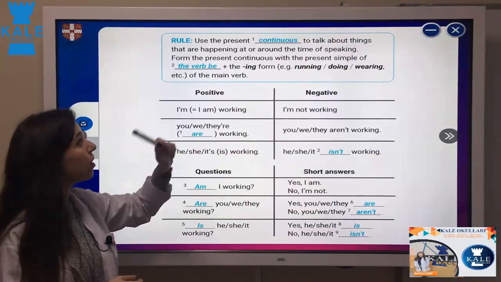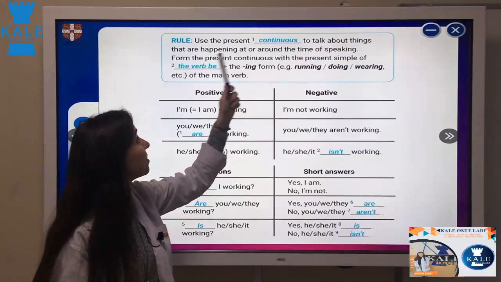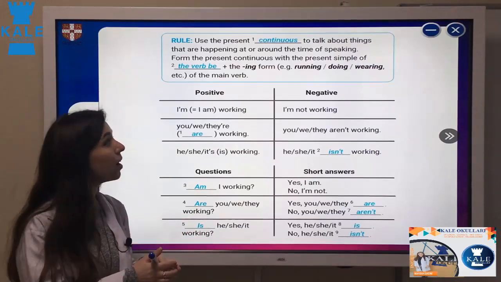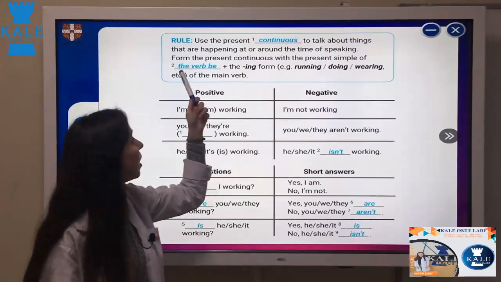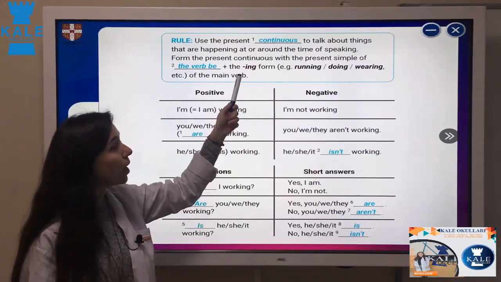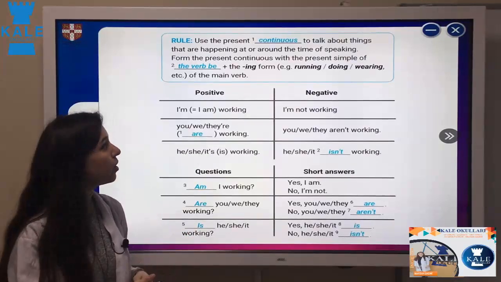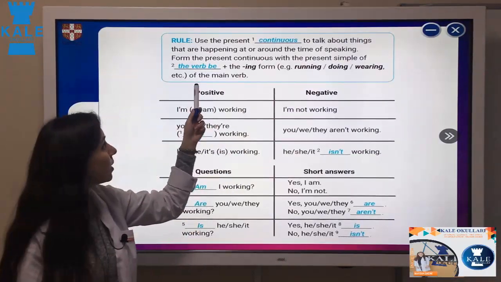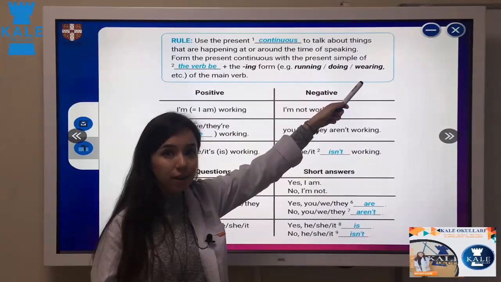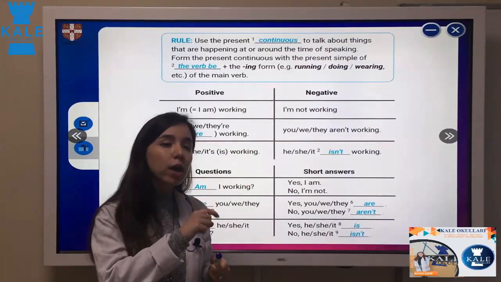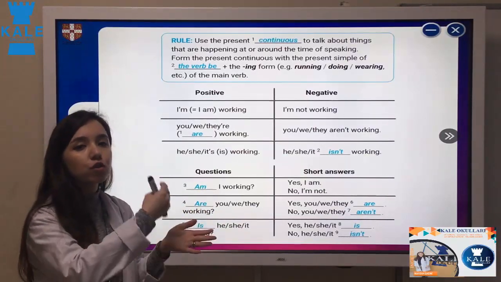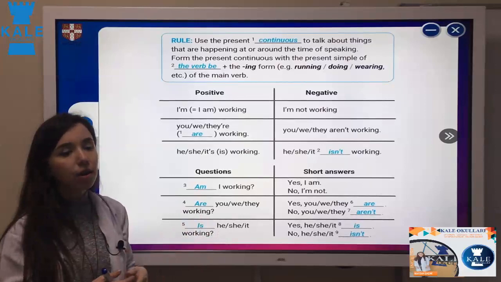How is the formulation of it? Form the present continuous with the present simple of the verb to be. Present simple of the verb to be means am, is, are. If somewhere you see present simple of the verb be, it means am, is, are, plus the ing form. Ing form means am, is, are, verb, then ing. Like running, doing, wearing, yes, of the main verb. Our main verb is run, do, wear, yes. So we add ing to them. Before that, according to the sentence, if it's I am doing, I am running. If she is. If they are running, you know.